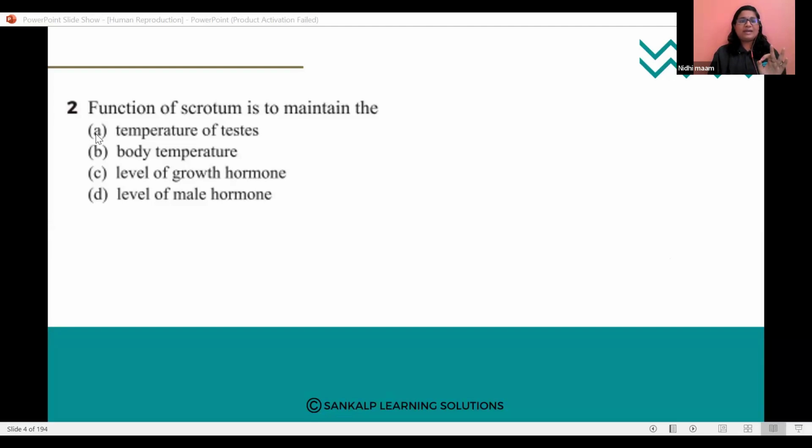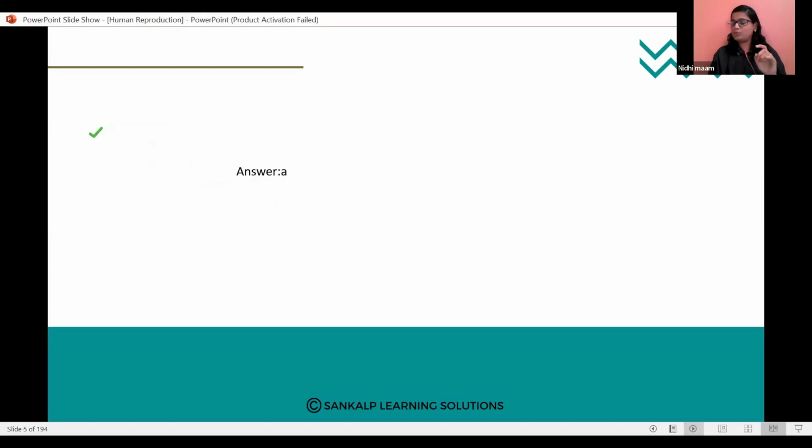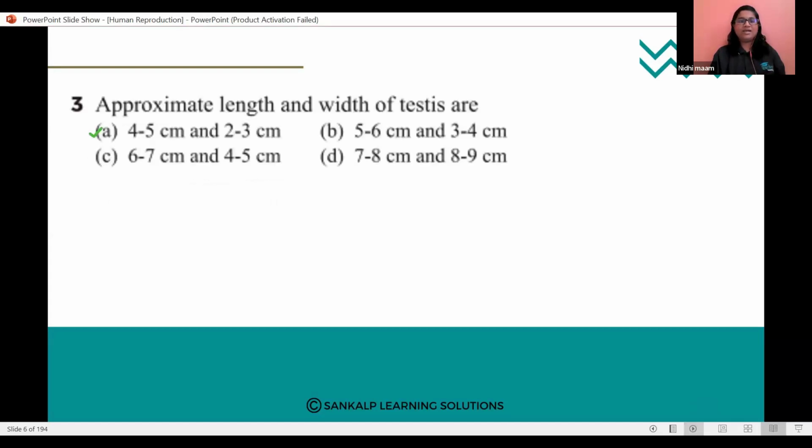So here the right answer is option A, temperature of a testis. To maintain the temperature of the testis lower than the body temperature, the scrotum is present. Its job is to maintain lower temperature for the testis. Option A is the right answer. Most of you answered it correctly. Next question. When you read the textbook correctly, only then can you answer such questions.